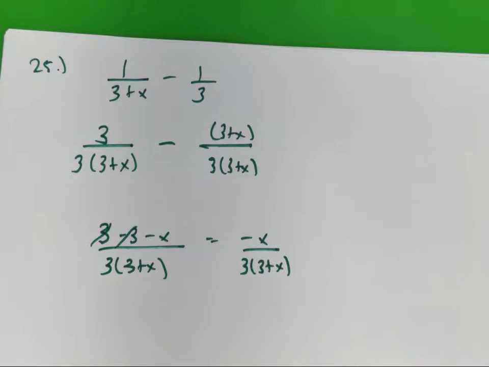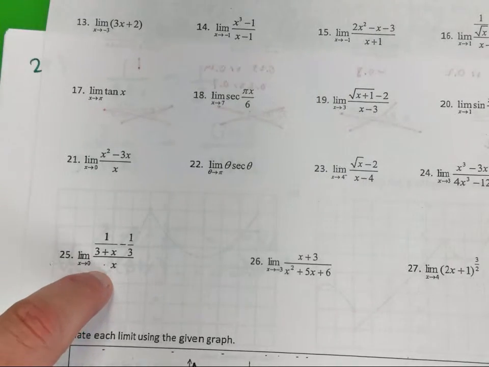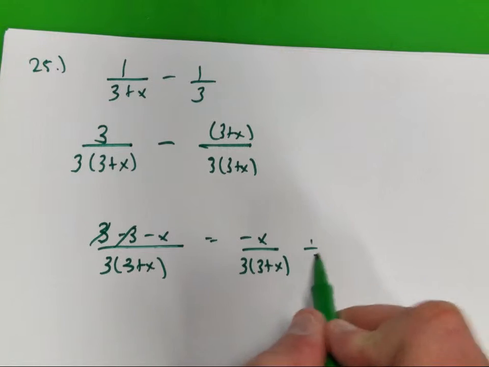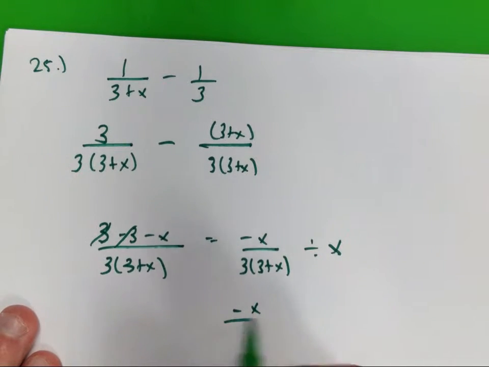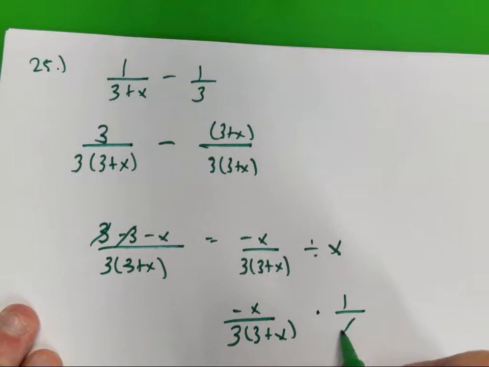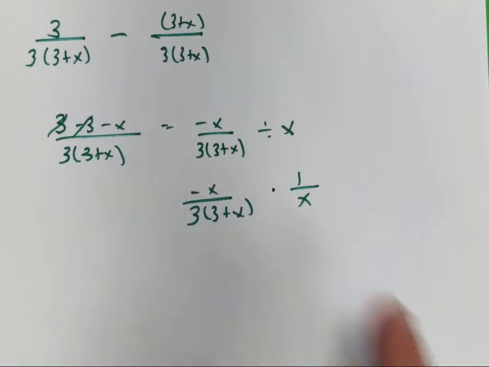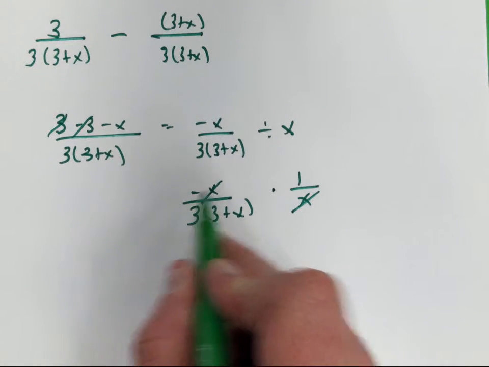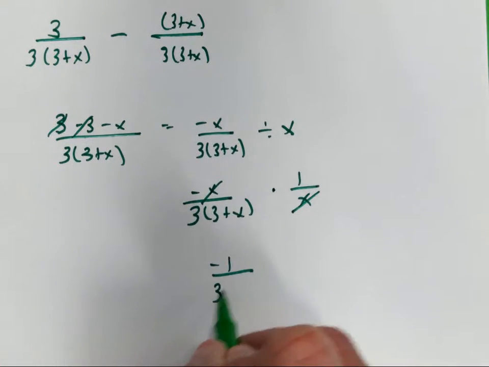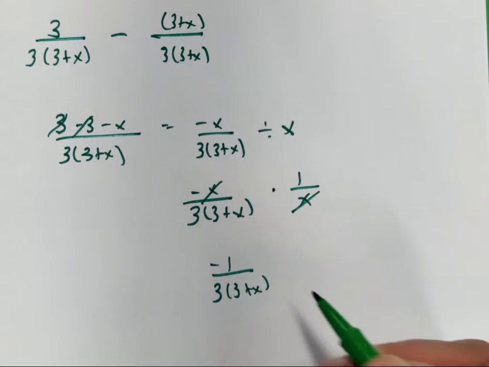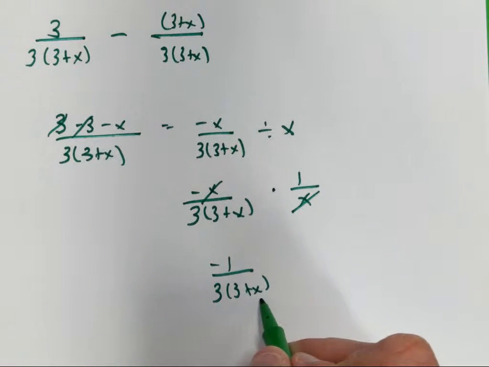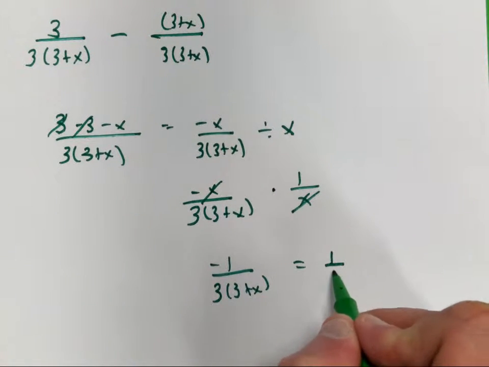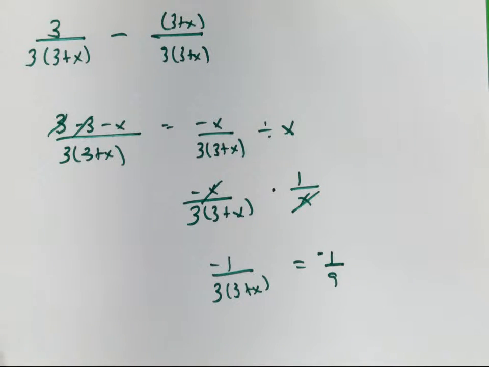Now the problem says divided by x. So I'm going to write divide by x. When I do that, you got to flip it. What happens to these x's? They cancel, but you can't forget that negative. So negative 1, that's going to be negative 1 over 3 times 3 plus x. Now I'm going to apply 0, put 0 in there. Get negative 1/9 as your answer.